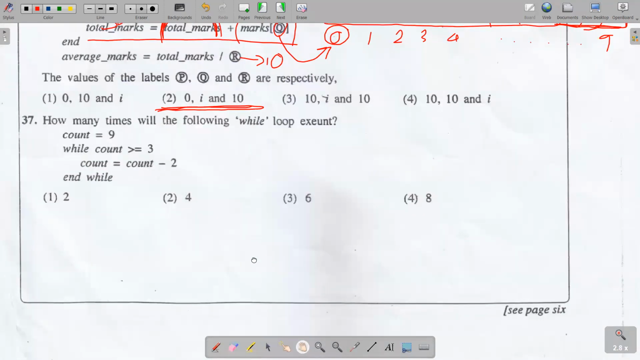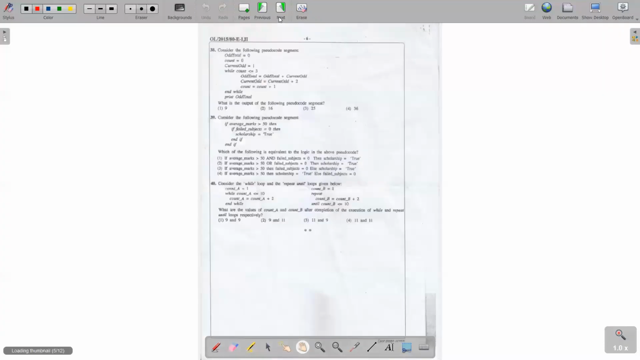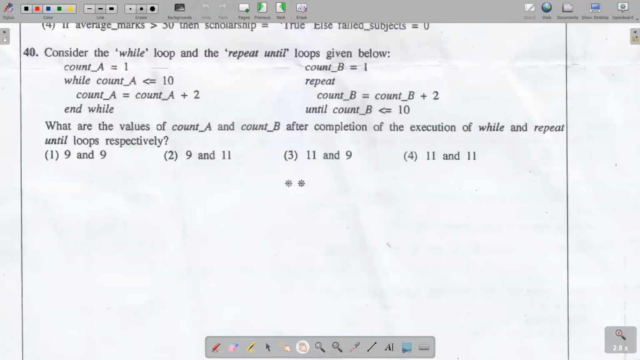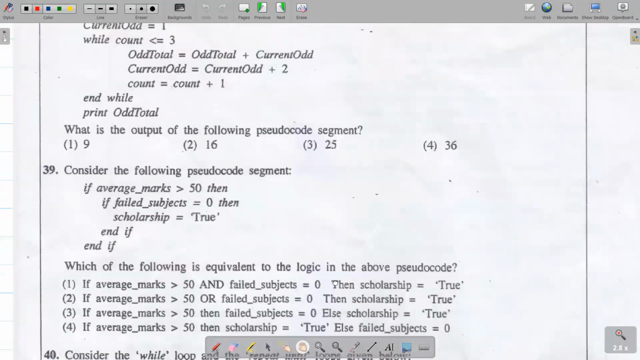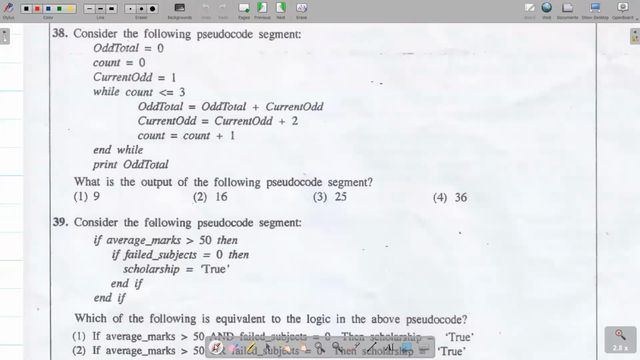Then after 36, it's the 38. Again, a pseudocode segment. So it says consider the following pseudocode segment, and they're asking what's the output. Yes, so we have to hand trace this.